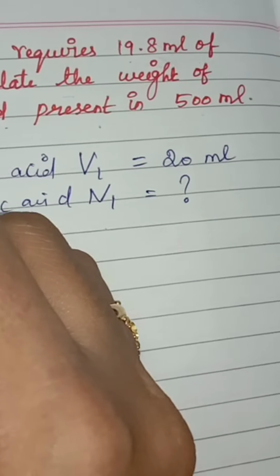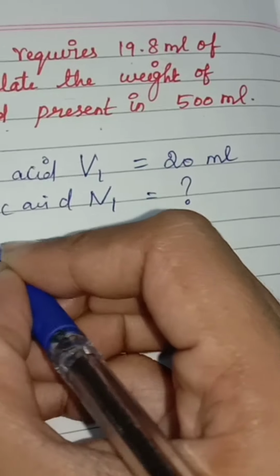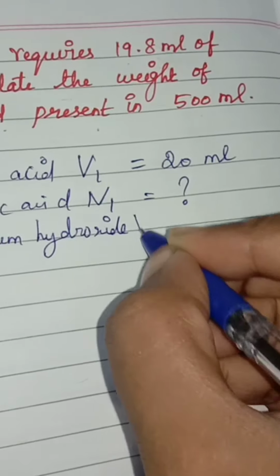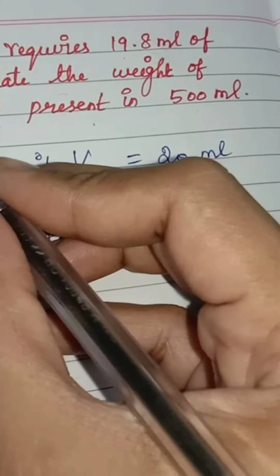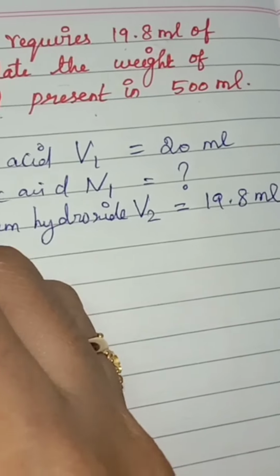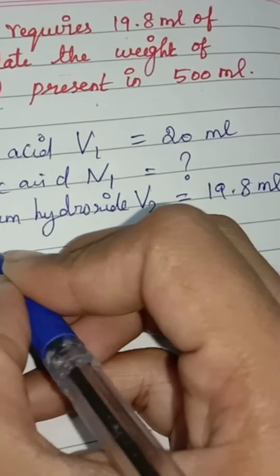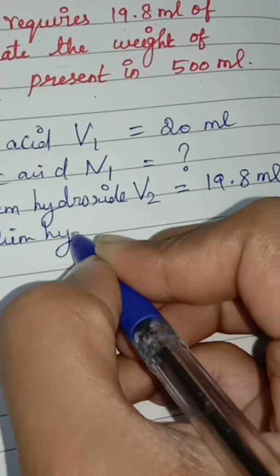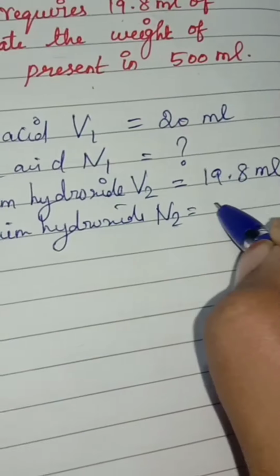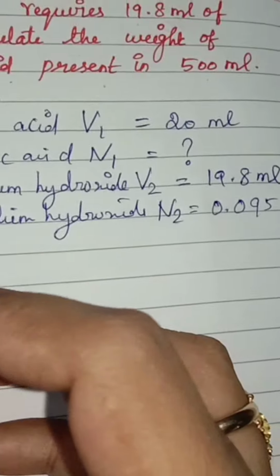Next one, volume of the second solution is what? Sodium hydroxide. Volume of sodium hydroxide, V2, is equal to what volume here? Second solution volume 19.8 ml. Third one is normality of sodium hydroxide, N2. Sodium hydroxide normality is 0.095, and they have already given it. So what value do we have to find out now?